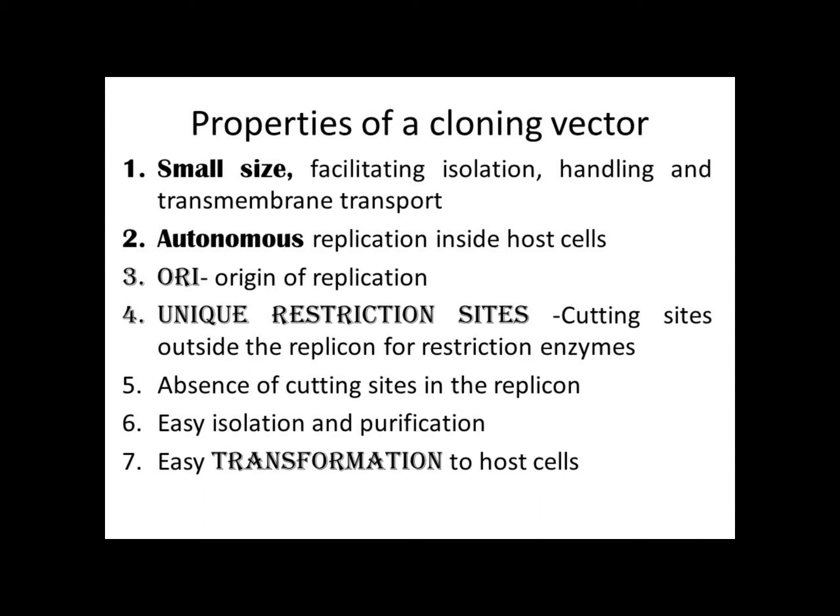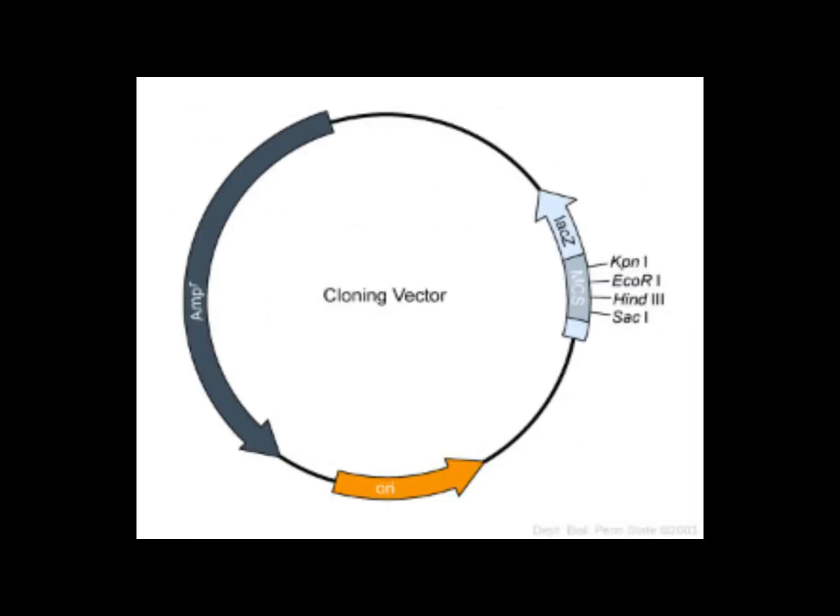Now the third one is the presence of ori. This is very much connected to the previous property. Ori is a sequence present in the genome of any species, whether it is a bacterium or a higher organism. Ori is that part of the genome, that sequence, which will initiate replication. So it is also called the origin of replication.